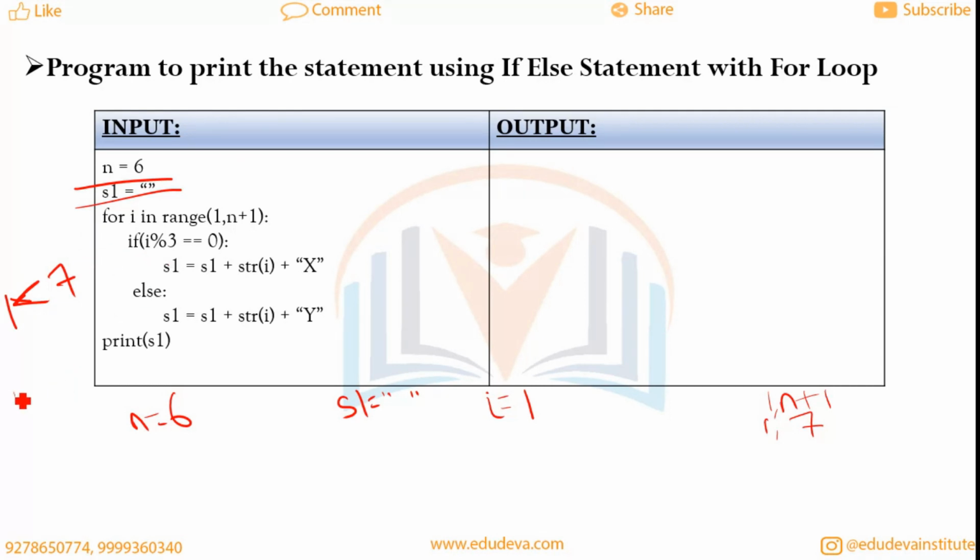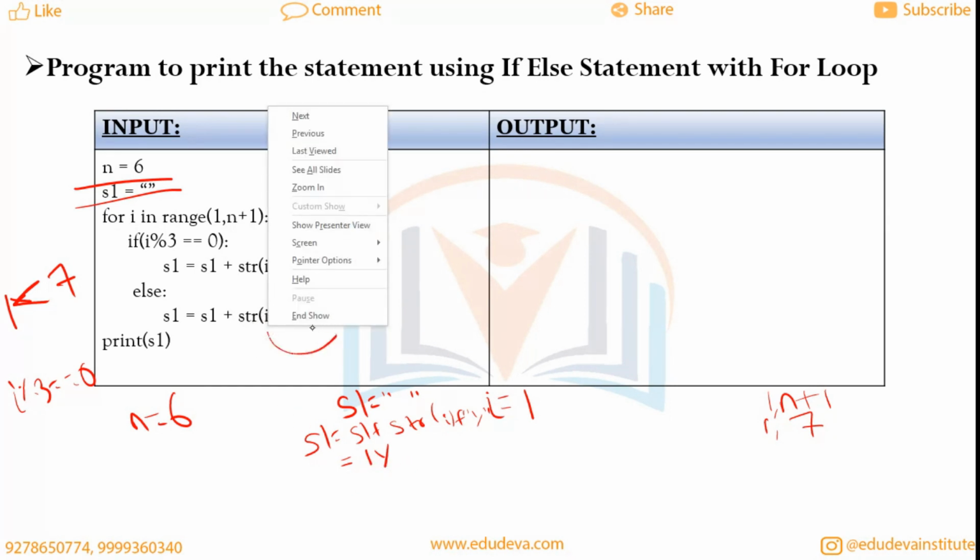We go to the if condition, which is i modulus 3 double equal to 0. We check whether 1 modulus 3 double equal to 0 or not, and as the given condition is false, we go to the else condition, and the else condition is s1 equal to s1 plus str of i plus y. So it will add the value of s1, that is blank, then add the value of i, that is 1, and then add y to the string s1. So the new value of string s1 is 1y.